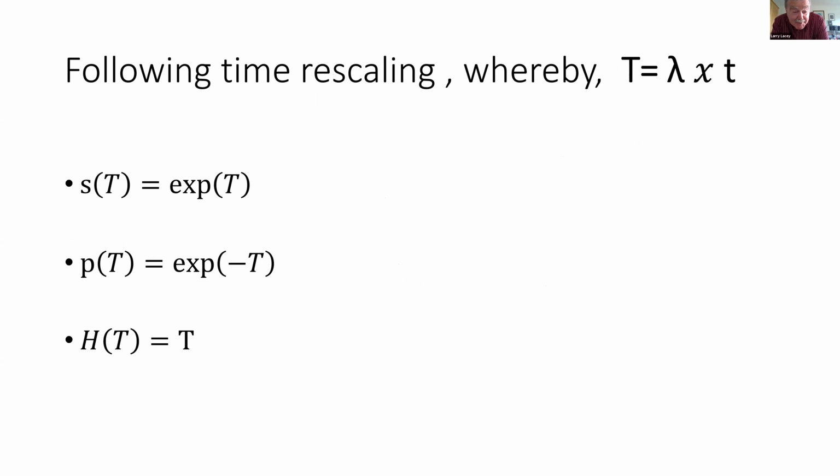Yeah? So expressing everything in the rescaled time, uppercase T, we get the expansion of the sample space equal to exponential t. We get the probability exponential minus t. And the information entropy of the process equals t. I think that's, to me, that's beautiful.